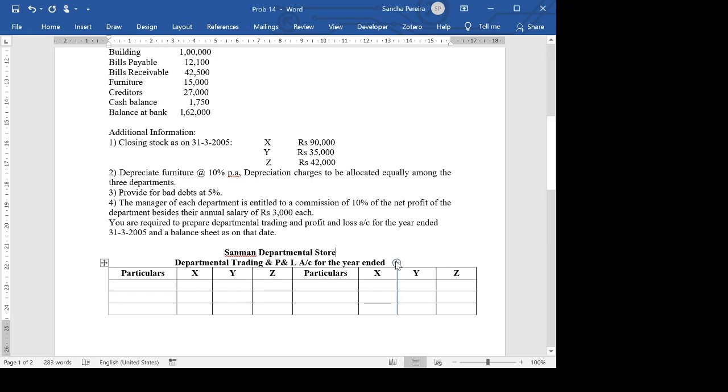Sanman Departmental Store. Trading profit and loss account for the year ended 31st March 2005.